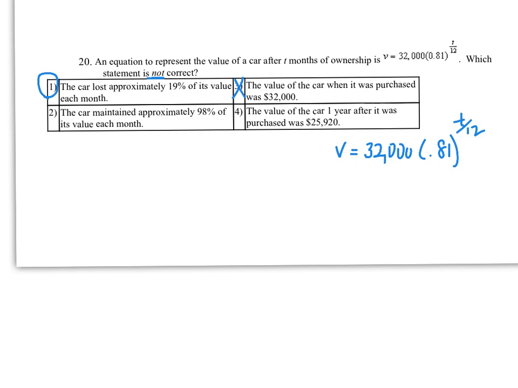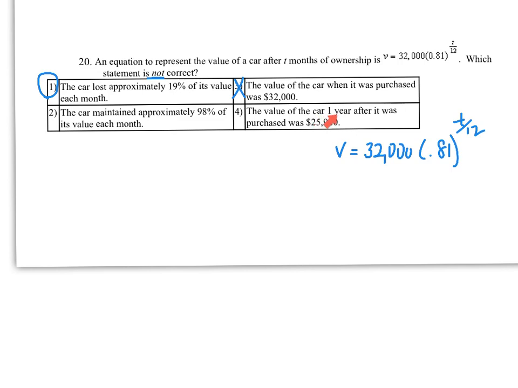All right, next thing also is T is represented in months. So if we look at this, this is T over 12. Okay, so this is however many months out of a total of 12 months in a year. So this fraction represents a year. And then we would just put in however many months, for example, we're given. So this is what I mean. So look at choice 4. Choice 4 says the value of the car, here we go, 1 year after it was purchased.